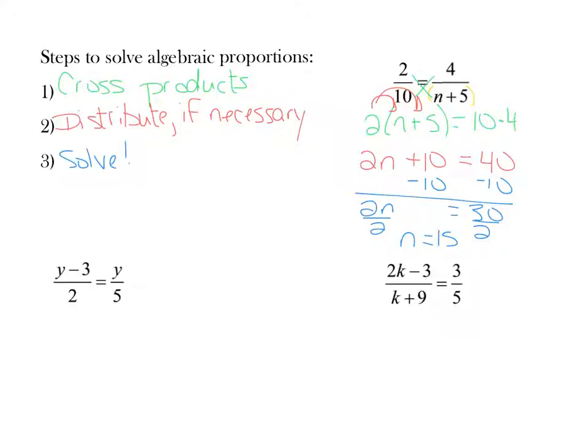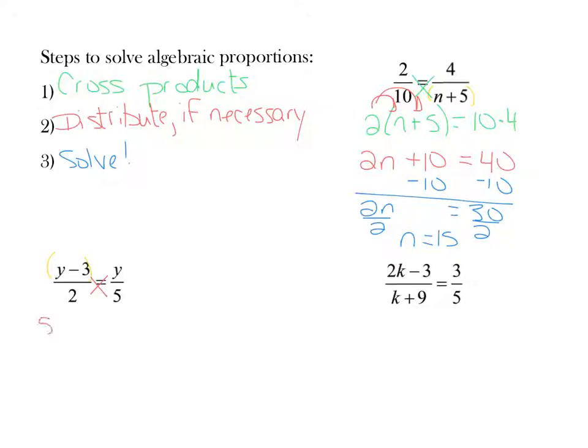These can look all sorts of ways. Here I have (y - 3)/2 = y/5. The y minus 3, don't forget, that is in parentheses. That division bar is a grouping symbol, so this is in parentheses. So I'm going to do my cross product.